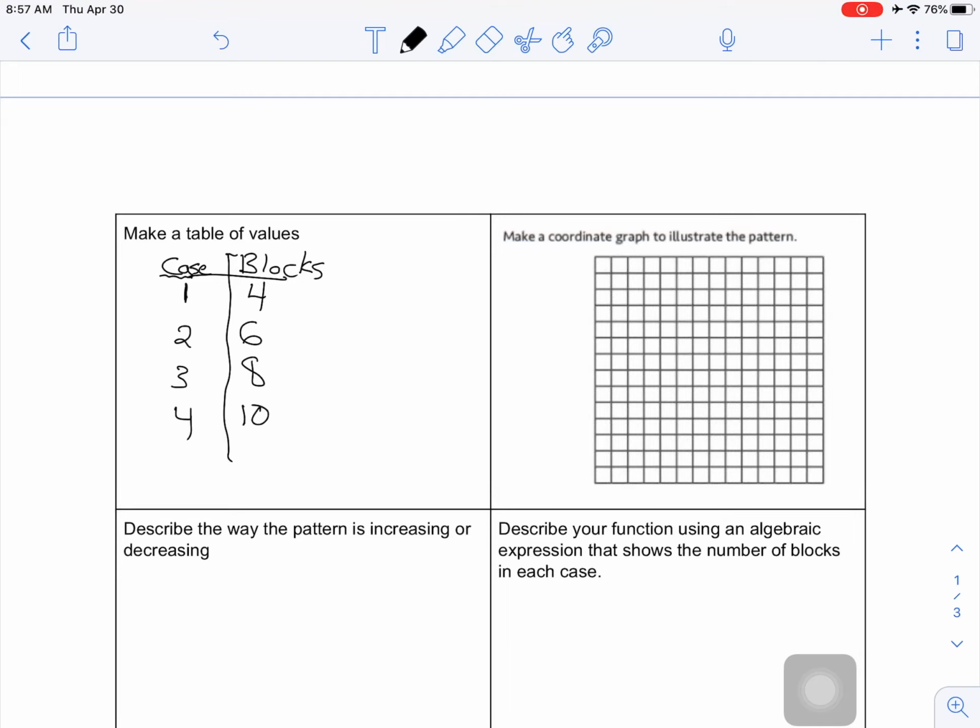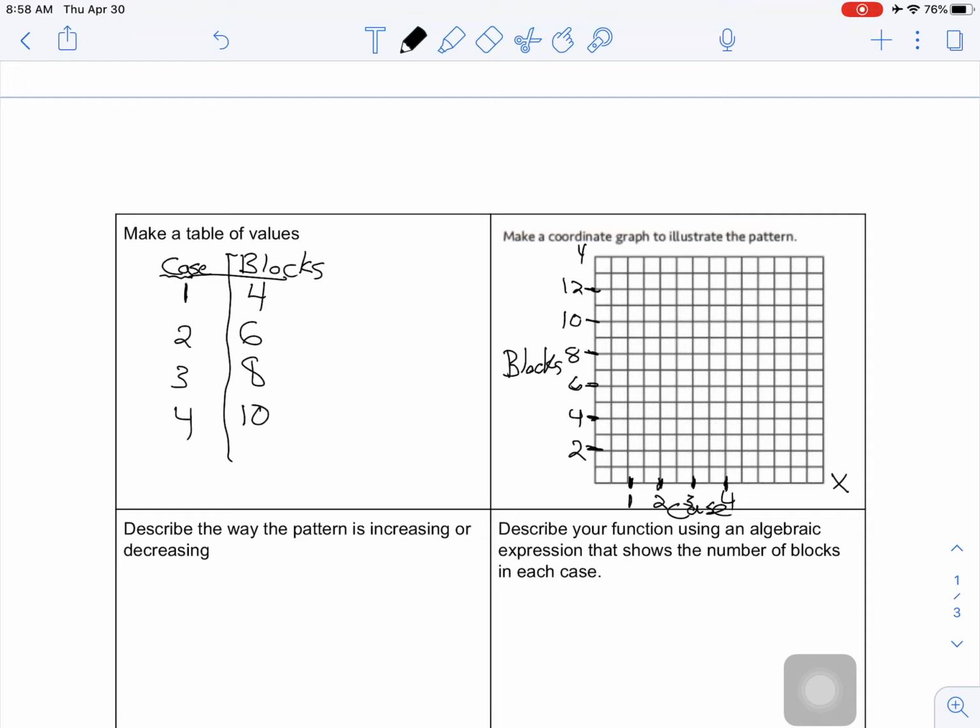Okay, from this it says make a coordinate graph to illustrate this pattern. Well, we have case down here, and we have blocks over here, so let's make a graph. We looked at graphing near the beginning of the year, so maybe you have to go review how to make a graph, X and Y, remember that. And remember you don't have to use every line. I like to skip count by 2s here, where this is 1, 2, 3, 4, and I'll have each block as 1, where this is 2, 4, 6, 8, 10, and we could even go 12 up here.